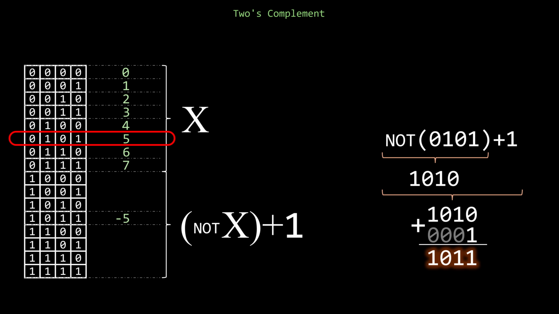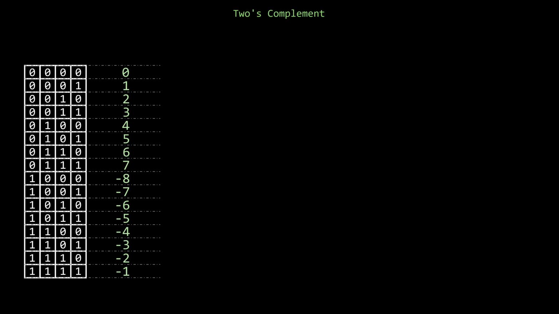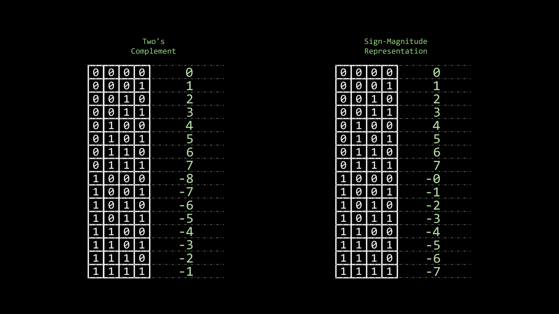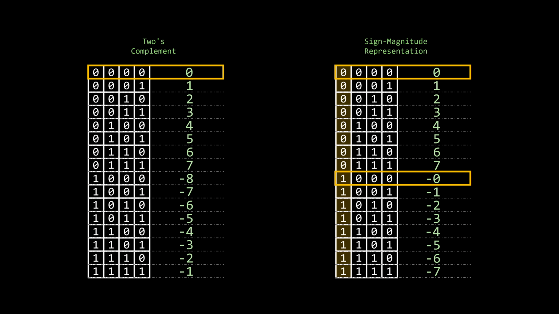At first, this might seem like a completely arbitrary way to encode negative numbers. However, if you repeat the process for every value, you will notice that there is a very clear pattern. When we compare 2's complement with the sign magnitude representation, one of the first things we can notice is that the most significant bit still hints if the number is positive or negative. But perhaps more obvious is that 2's complement has only one representation of 0.